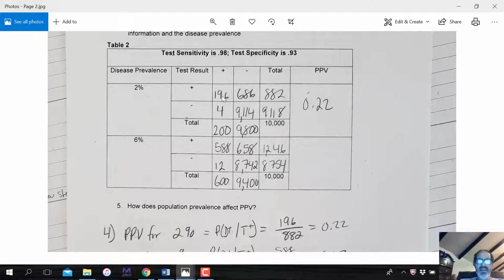You'll notice here that 196 of those people do have the disease and 686 do not. So there's a lot of false positives here, right? So it's 196 divided by 882, right? 196 divided by 882 equals 0.22.